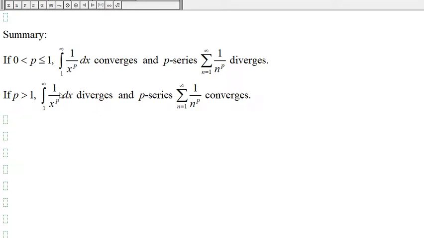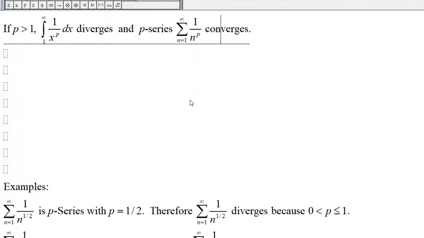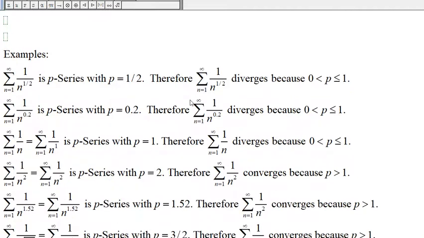So in summary, for the P series, if P is between 0 and 1, including 1, the P series diverges. If P is greater than 1, then the P series converges. So here are some examples.